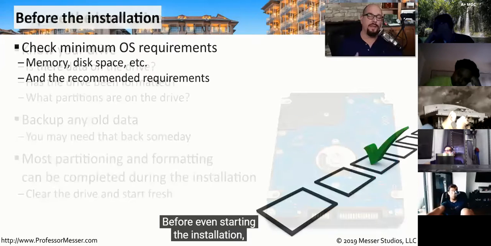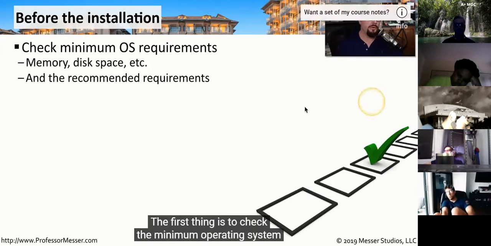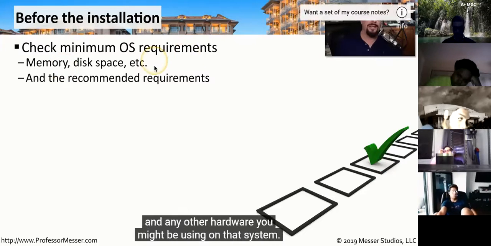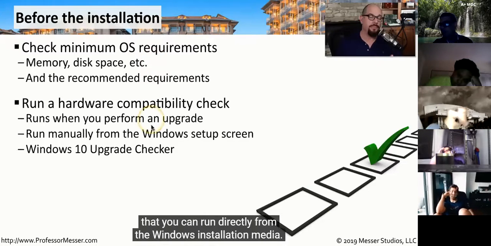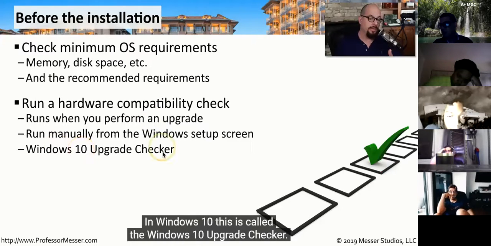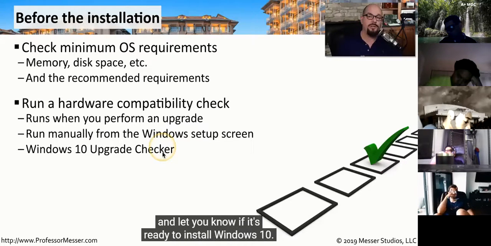Before even starting the installation, there's still a lot of work that you can do to make sure the installation is going to go smoothly. The first thing is to check the minimum operating system requirements for memory, disk space, and any other hardware you might be using on that system. There's a hardware compatibility check that you can run directly from the Windows installation media. In Windows 10, this is called the Windows 10 Upgrade Checker. It will automatically check your hardware and let you know if it's ready to install Windows 10.